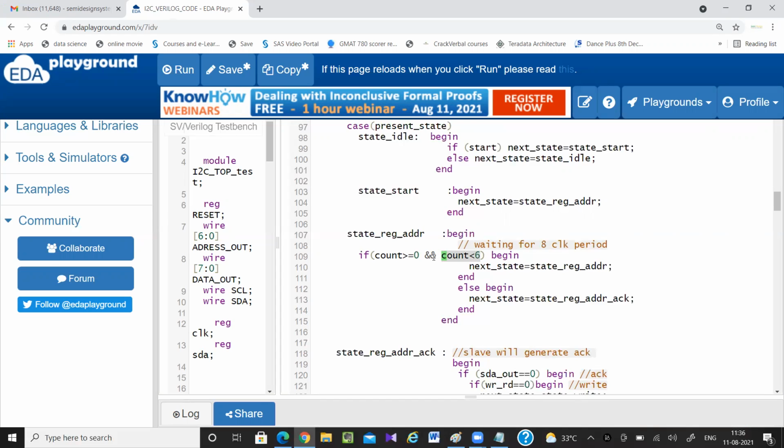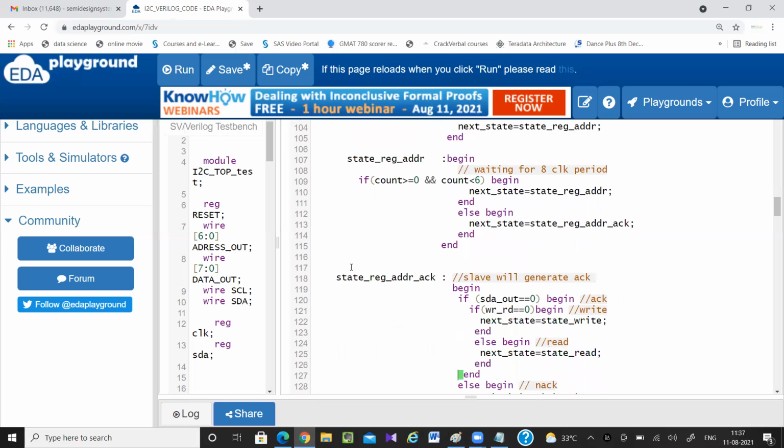Because blocking means it will immediately compare and give the output. But non-blocking, it will compare, and in the next clock cycle the output will be reflected. So that's why it will go from 0 to 7, which means 8 clock periods. So for 8 clock cycles, it will remain in register address. When the counter value is not equal to 8, it will stay in this state. 0 to 7, it will remain here. In the 8th clock cycle, it will go to here. So here it will just remain for one clock cycle.